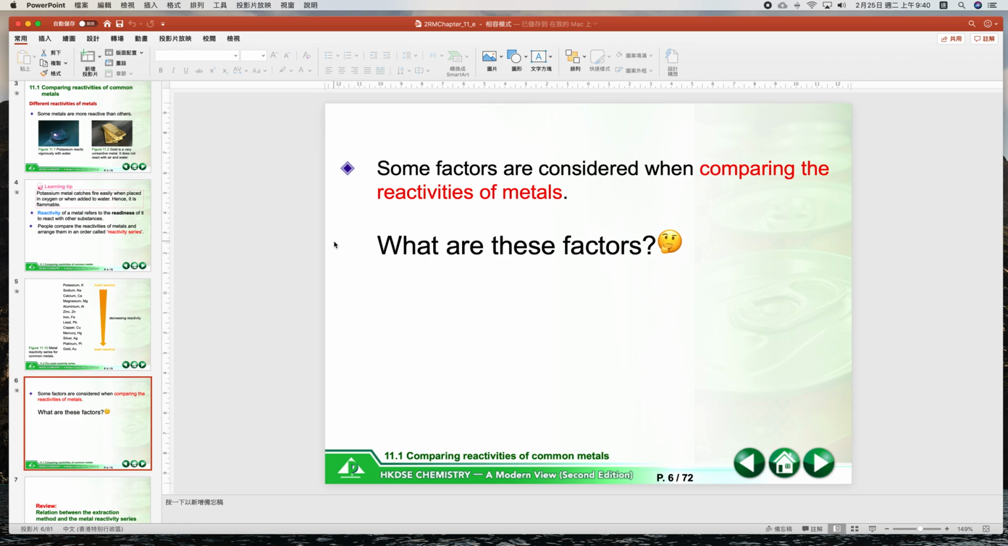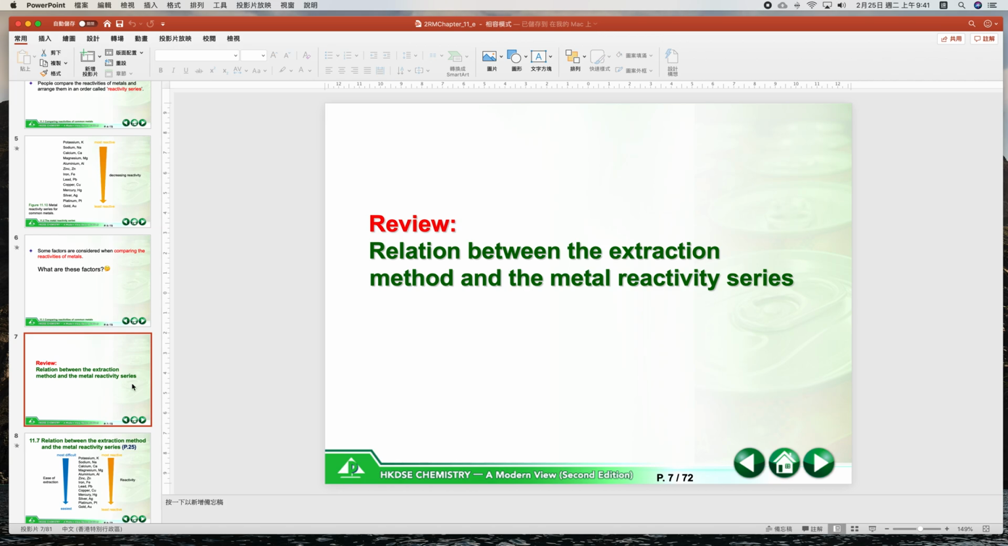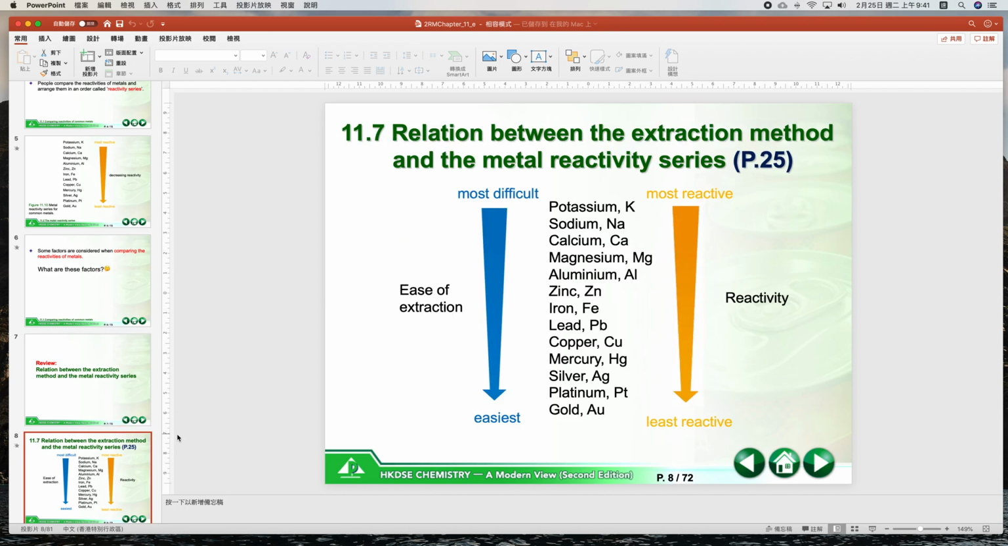Of course, when we compare the reactivity of metals, we have to consider some factors and we make the comparison based on these factors. You may wonder, what are these factors? In the first part, let's review the relation between extraction method and reactivity series. If you remember, this part is the extension part you learned in Form 3. Okay, let's recall.